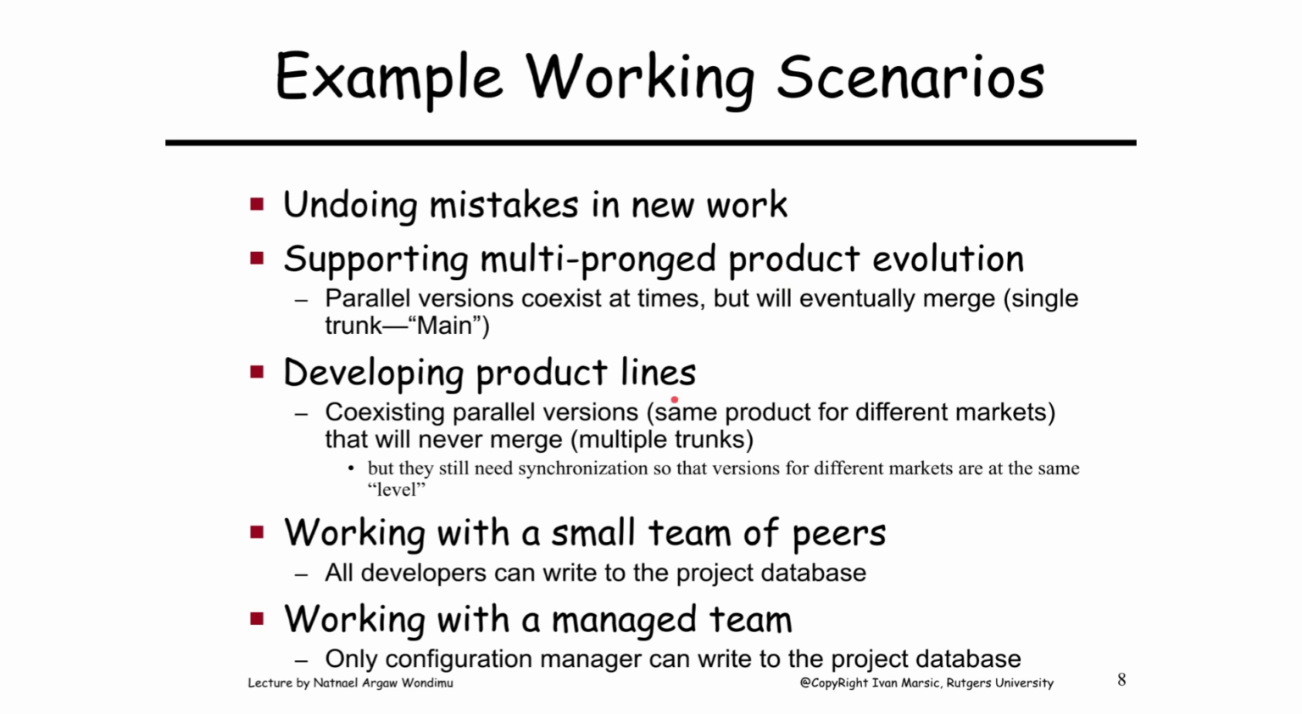Okay. The third scenario for using version control systems is developing product lines. This is a different one because it is a description of a situation where coexisting parallel versions, that means the same product for different markets, will never merge. So here we will have multiple trunks rather than one trunk and different branches. Okay. And the other one would be a scenario where all developers can push or write to the shared memory.